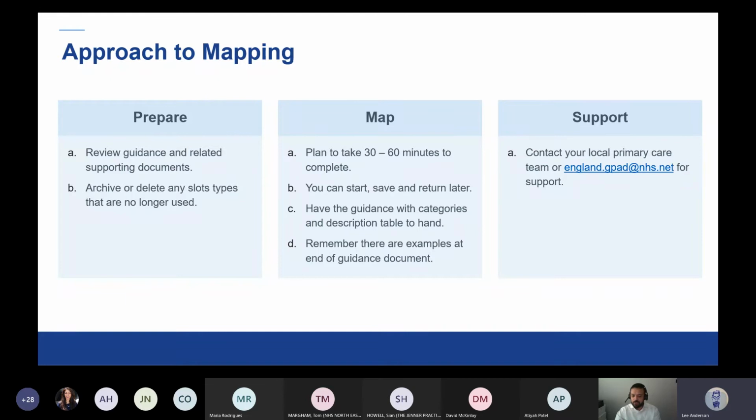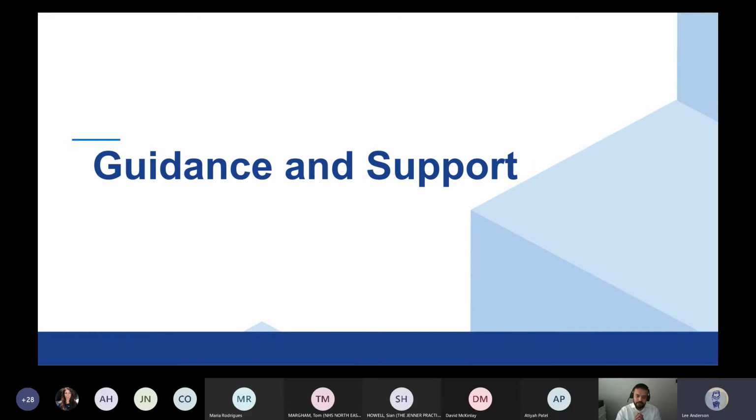And if you need any further help, advice, or support, get in touch with your local primary care team or email NHS England on that email address. Brilliant. And the next slide, please. And then the next one after that.